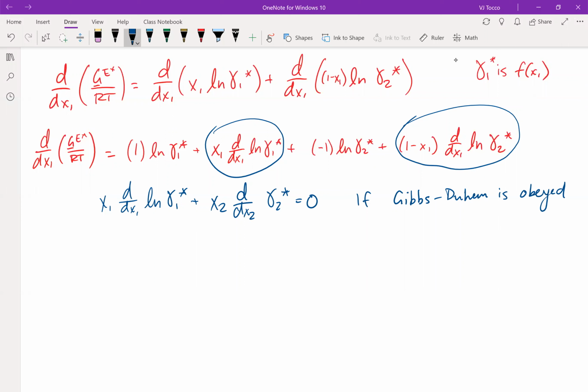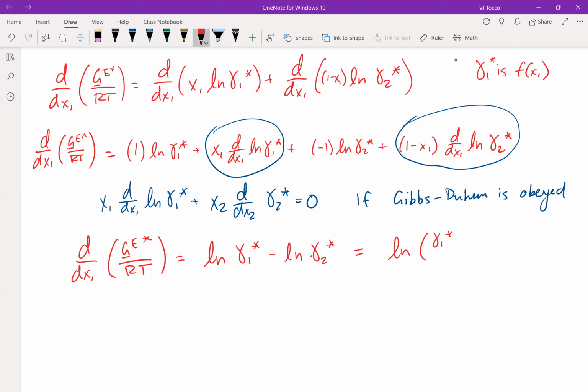And now I have to look at what I'm left with. So now in my equation, I've got d(GE*/RT)/dx1 is equal to ln gamma 1 star minus ln gamma 2 star. And again, when I have a logarithm subtracted like this, I could say it's ln of gamma 1 star divided by gamma 2 star. And now I have a differential equation that I can separate variables and integrate.